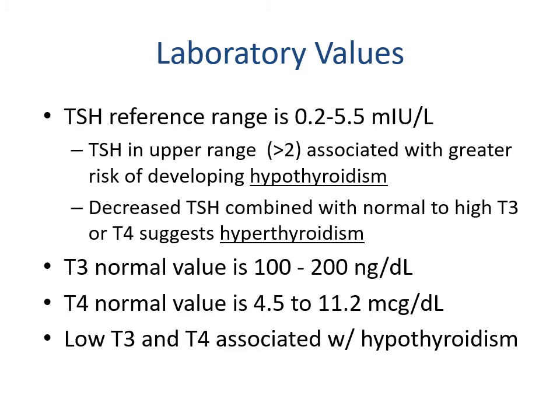Now looking at our lab values, TSH reference range is 0.2 to 5.5, and TSH in the upper range is associated with a greater risk of developing hypothyroidism, and decreased TSH combined with normal to high T3 or T4 suggest hyperthyroidism. T3, the normal value is 100 to 200 nanograms per deciliter, and T4, the normal range is 4.5 to 11.2 micrograms per deciliter. And again, low T3 and T4 are associated with hypothyroidism.